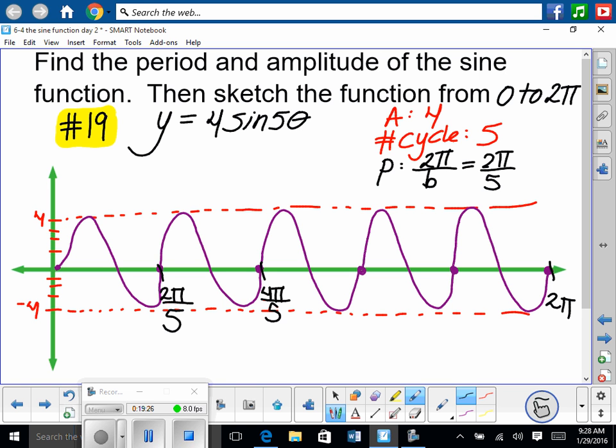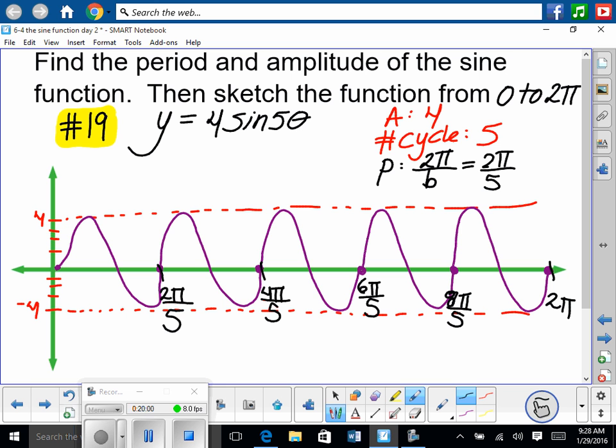So let's add another cycle. So we're going to do 2 pi fifths plus 2 pi fifths plus 2 pi fifths, which is 6 pi fifths. Let's make sure we ended right. What did I miss? No, this would be 8. Okay, so let me fix this. This was 2 pi fifths plus 2 pi fifths plus 2 pi fifths plus 2 pi fifths, which would have been 8 pi fifths. Sorry, I only added 1 for some reason.